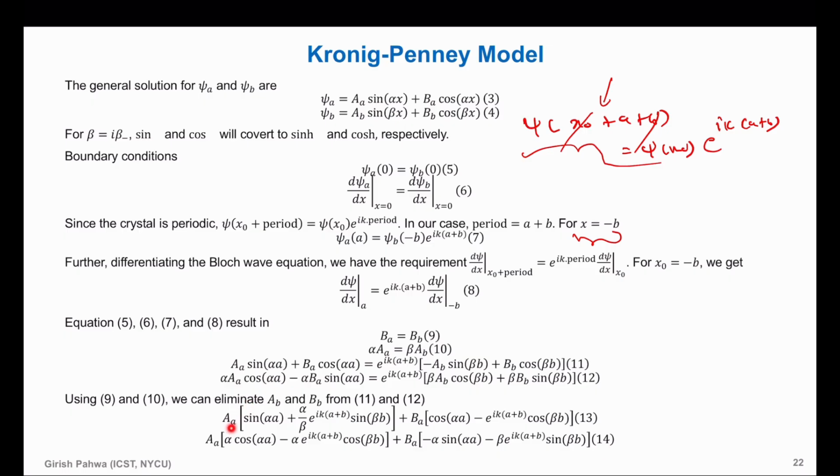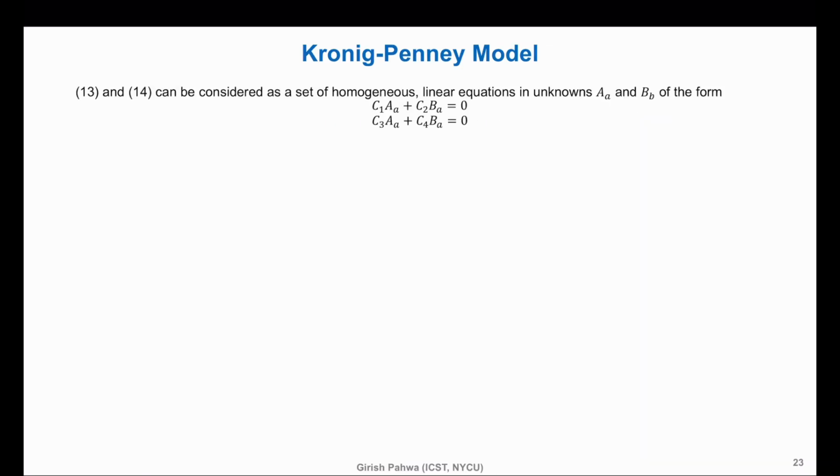Now you have 2 variables to solve for. What are the other 2 variables? AA, BA, AA, BA. 2 variables, 2 equations. What is the coefficient of this? This. What is the coefficient of this? This. Coefficient here, coefficient here. So you can write it as this. So it's basically a set of homogeneous linear equations in the form of C1 AA plus C2 BA, C3 AA plus C4 BA equal to 0. 2 linear homogeneous equations, and you know the coefficients. Now how do I solve it?